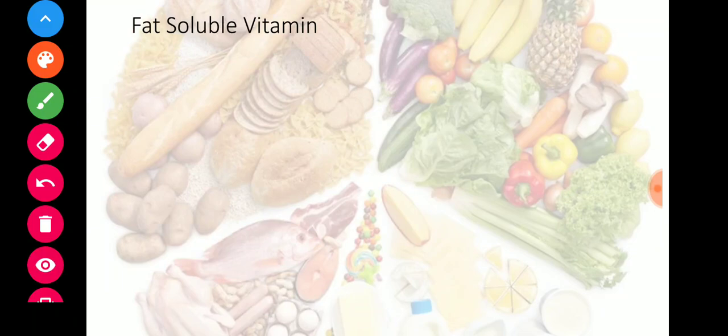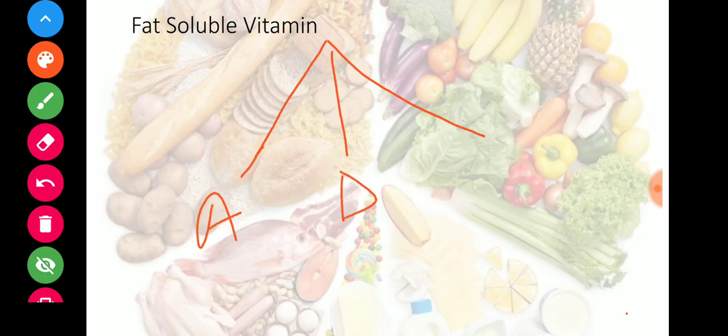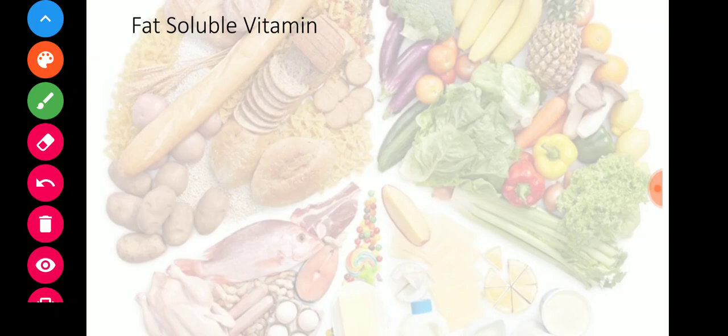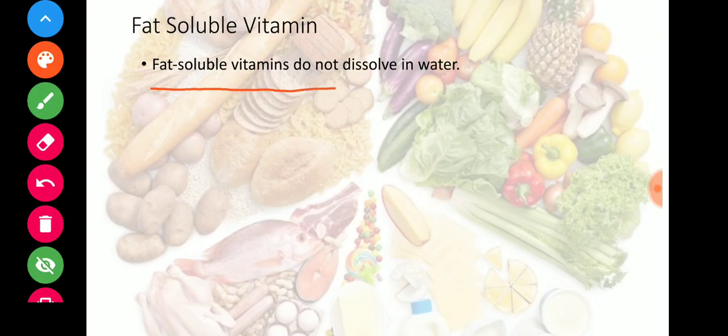Now, the second part of the vitamins is fat soluble. Here, I want to tell you that the fat soluble vitamins are A, D, E, and K. So, let us know about all these vitamins. Fat soluble vitamins are the vitamins which do not dissolve in water, that are A, D, E, K.